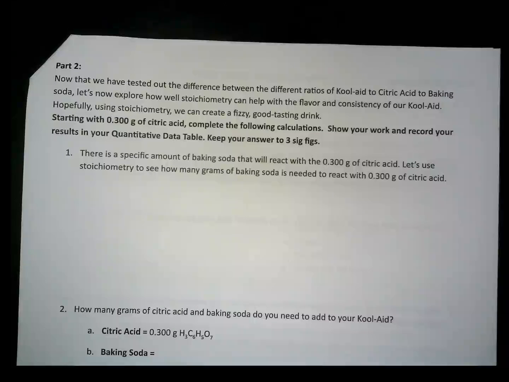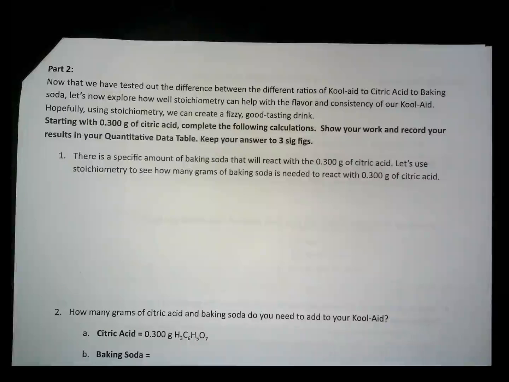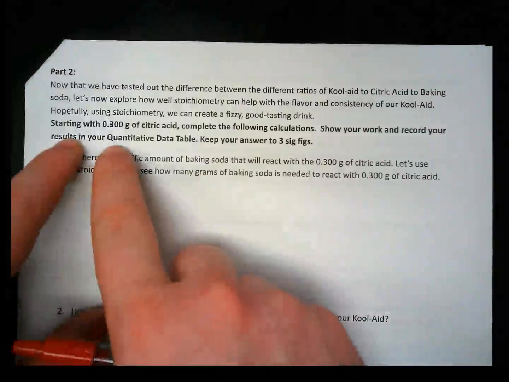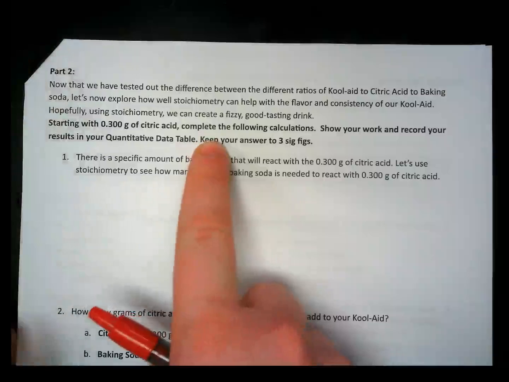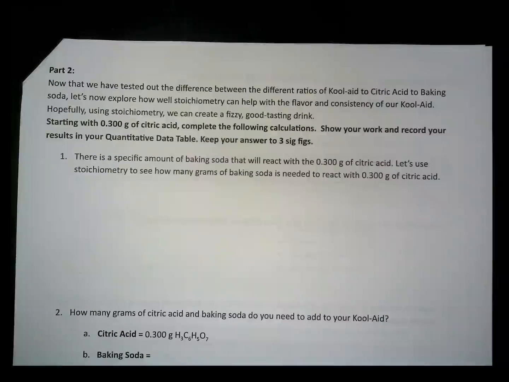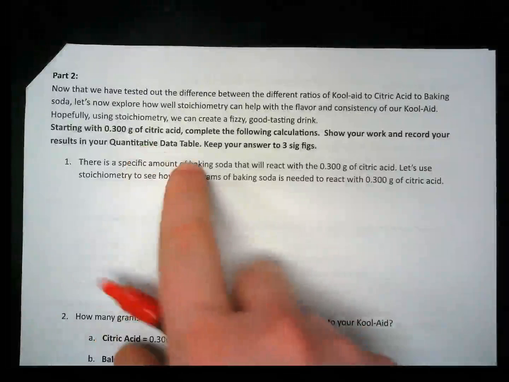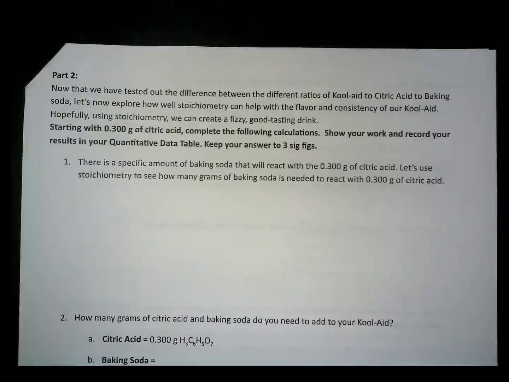So now that you've tested out the differences between the different ratios of Kool-Aid to citric acid to baking soda, let's explore how well stoichiometry can help us with the flavor and consistency of our Kool-Aid. Hopefully, using Stoich, we can create a fizzy, good-tasting drink. Maybe the other drinks you just tried weren't so great, and maybe by understanding a little bit of Stoich and calculating some things out, we can make an even better drink. Starting with 0.3 grams of citric acid, complete the following calculations. Show your work and record your results in the quantitative data table, and keep your answers to 3 sig figs.